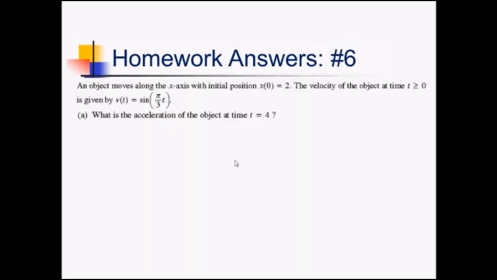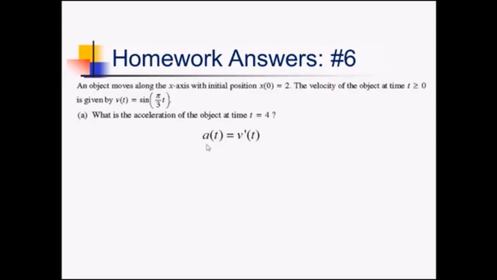For this free response problem, we have an object moving along an x-axis with an initial position of 2, and velocity is given by v equals sine of pi over 3t. Based off of this, part A, we want the acceleration of the object at time 4. Well, acceleration is just going to be the derivative of velocity.